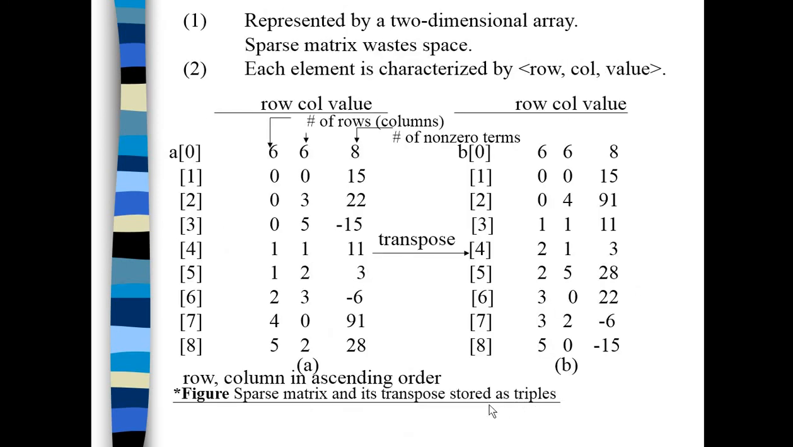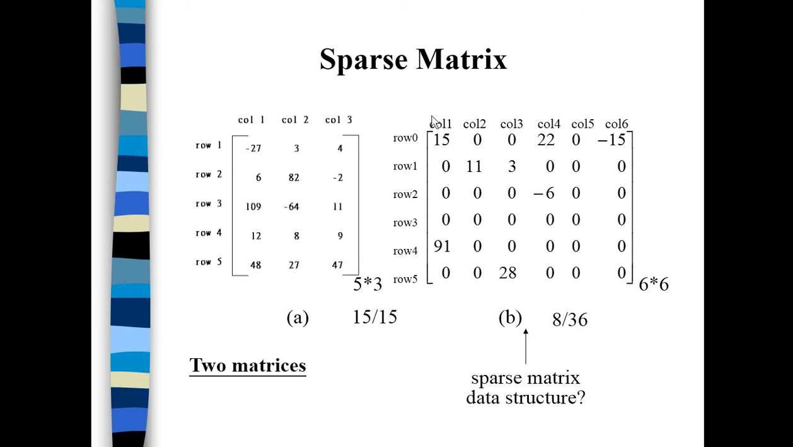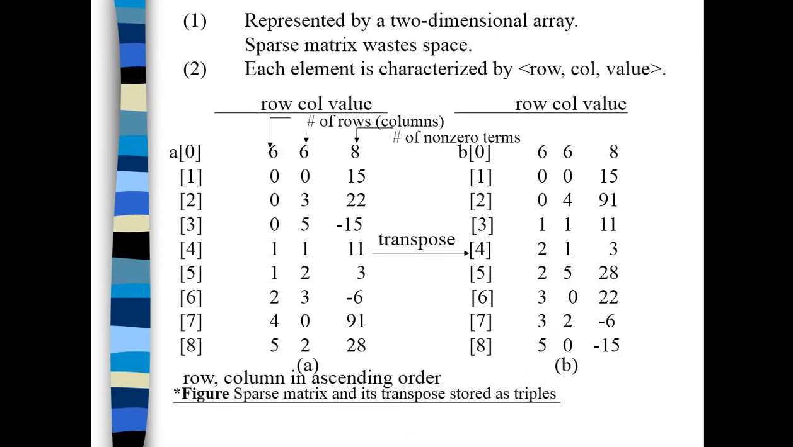Here if you see, 0th row 0th column 15, 0th row 3rd column 22, 0th row 5th column minus 15, 0th row 1st column 11, 0th row 2nd column 3, 2nd row 3rd column minus 6. All those values, only the non-zero values, we will store here. So this is the way it will be stored.